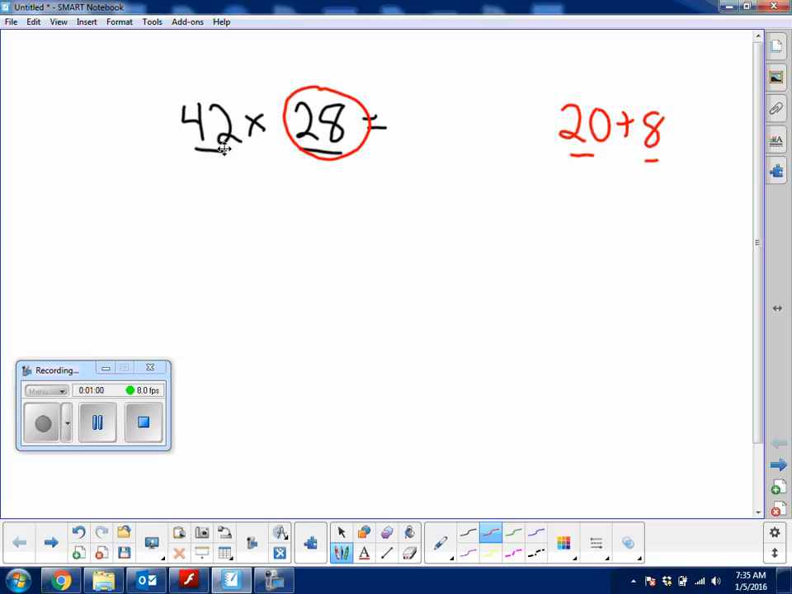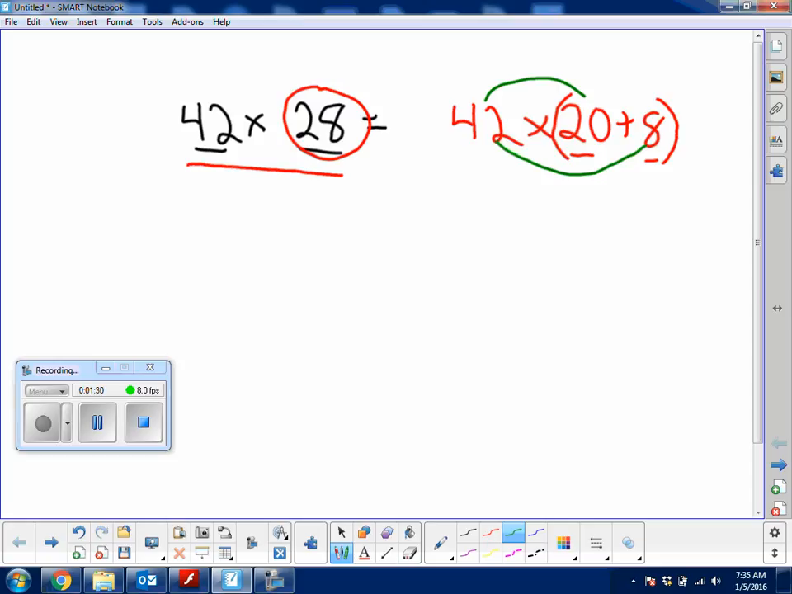So now I'm simply going to say 42 times (20 plus 8). I'm going to put my parentheses right there. Now what I've done is just rewritten this problem. It's no longer 42 times 28, it's 42 times 20 plus 8. It's the same thing. So now I'm going to need to multiply 42 times 20 and 42 times 8, and those are two things that we can do.